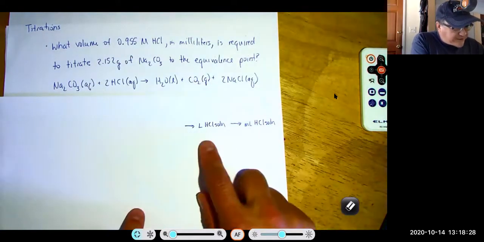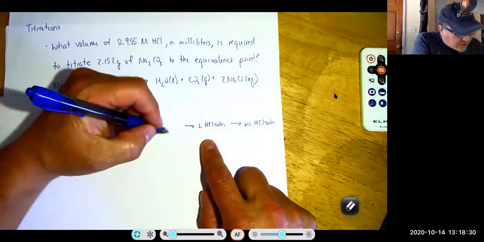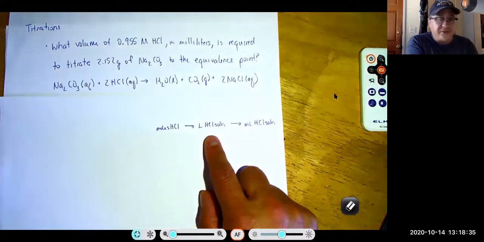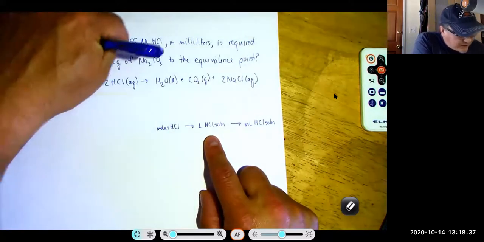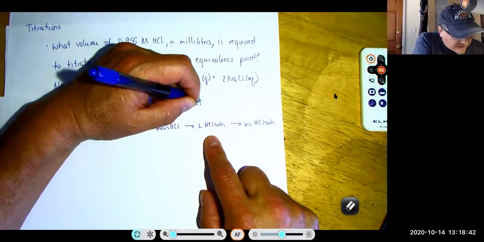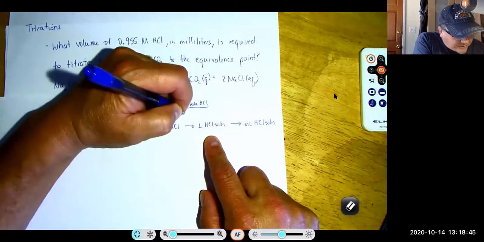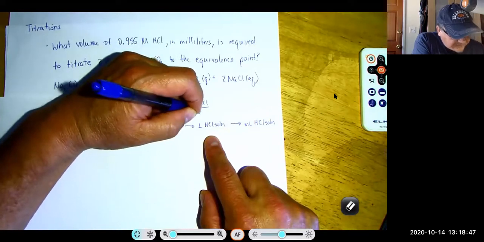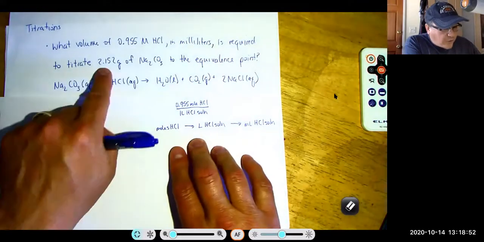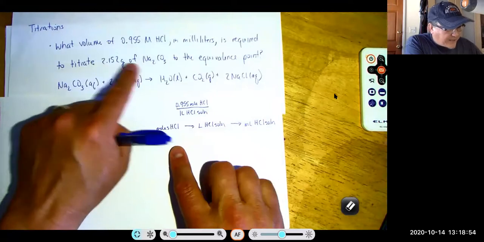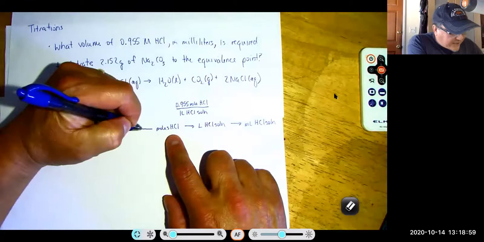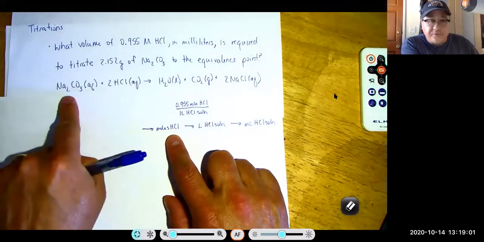Thirdly, since this is molarity, I should be able to go from moles of HCl to liters of HCl solution, because this says 0.955 moles of HCl per 1 liter of HCl solution. Now, they also give me this 2.152 grams of sodium carbonate, so that makes me think that I'm going to get to moles of HCl from moles of sodium carbonate.